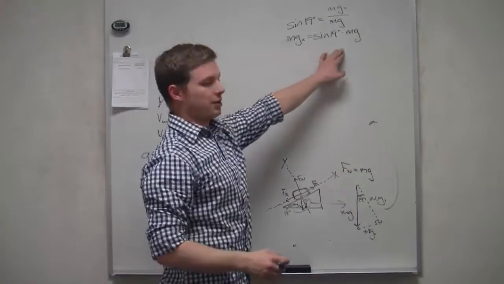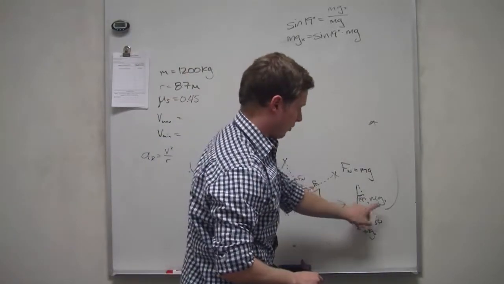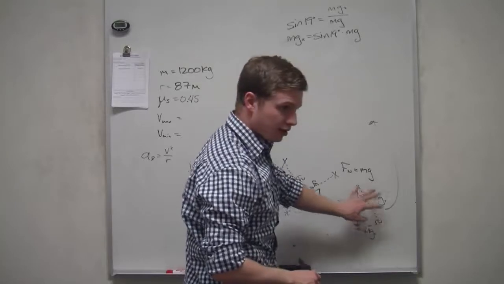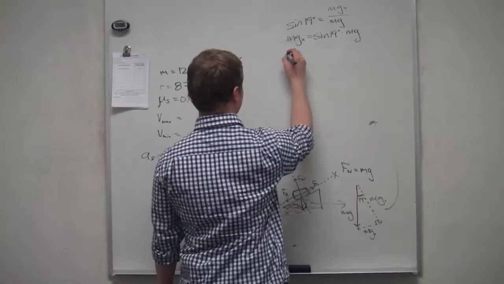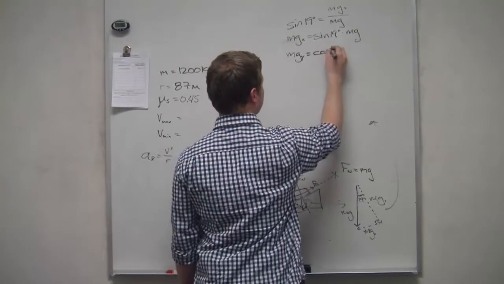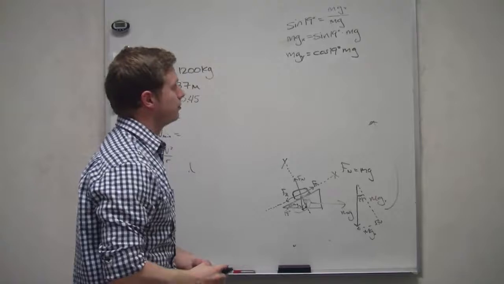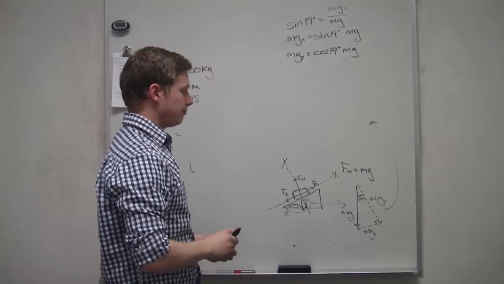Does that make sense how we got to there? Yeah. So you do the same thing for y. This is going to be the adjacent side, so it's going to be the cosine. We can just say the cosine of 19 times mg.